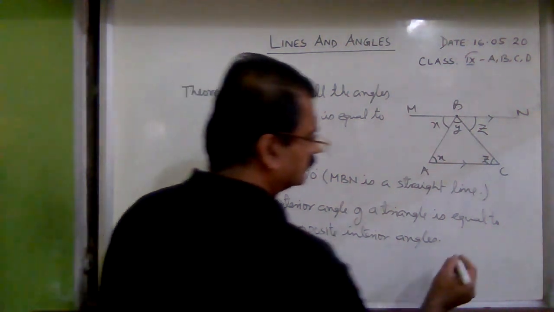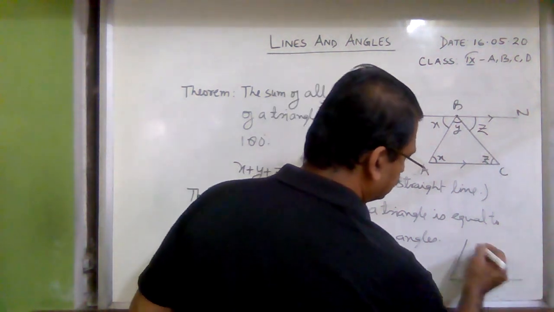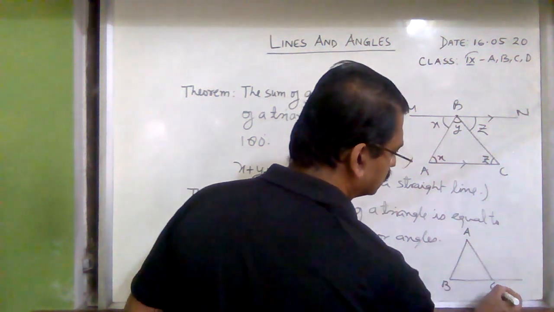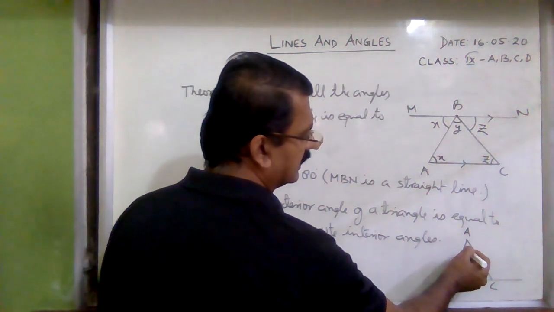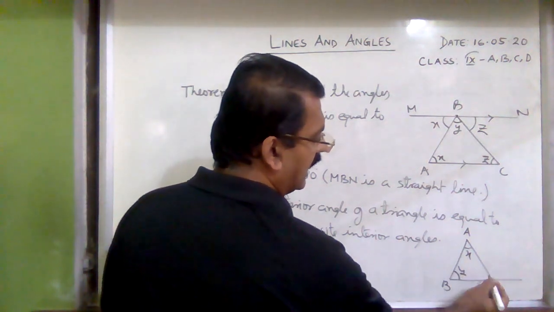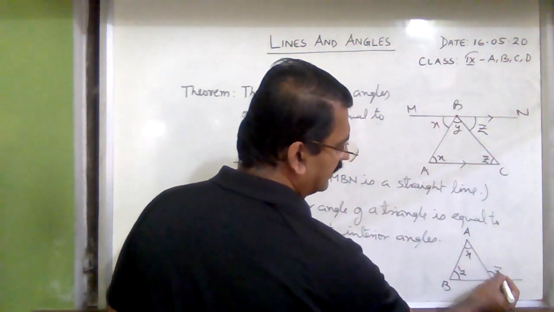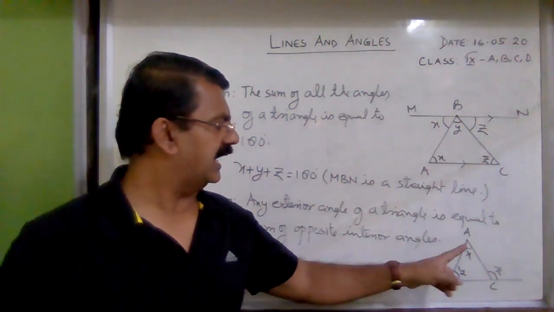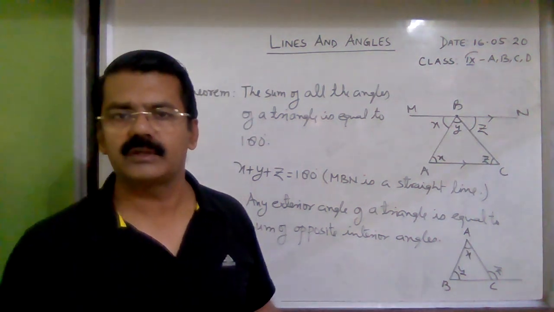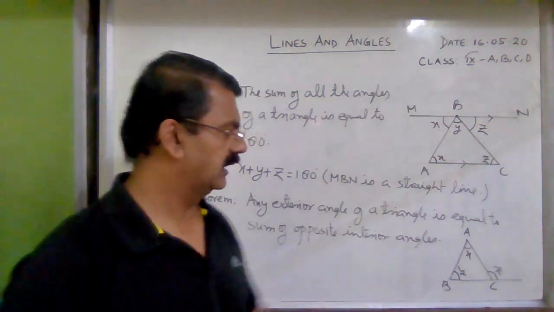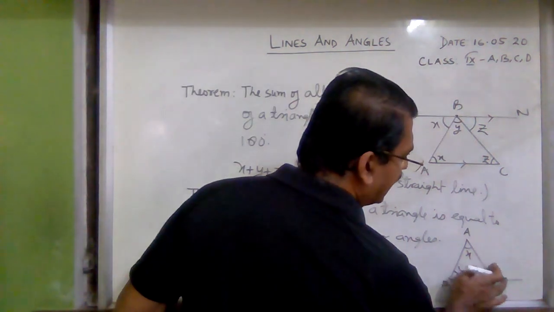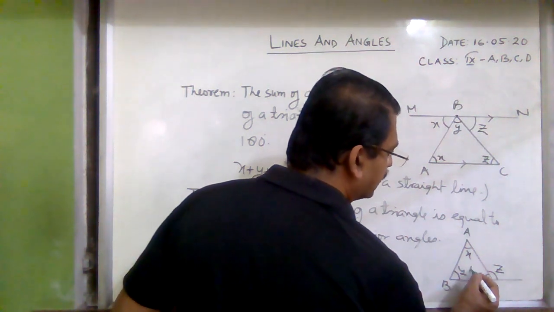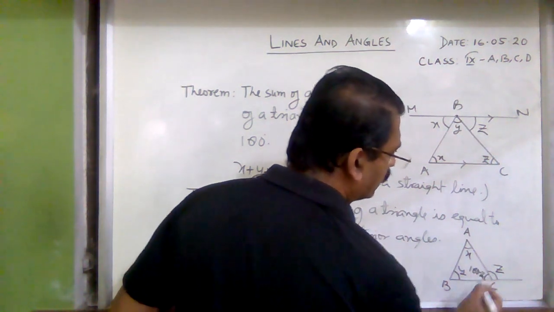Now see, suppose there is a triangle ABC. Now this angle is given X, this angle is given Y, and this exterior angle is given Z. So you have to prove that Z is equal to X plus Y. That is the theorem. Z is equal to X plus Y. Now one thing, if this angle is Z, then this angle will be 180 minus Z. Why? Because they are forming a linear pair.